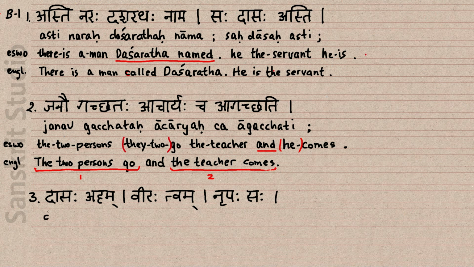And we start with our transliteration as usual. Dasaha aham, viraha tvam, and then nripaha saha.